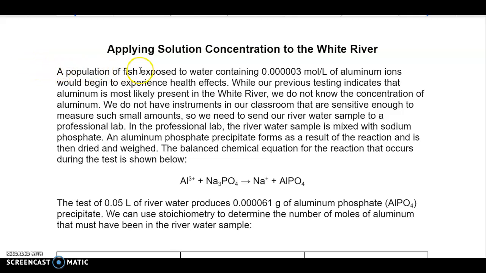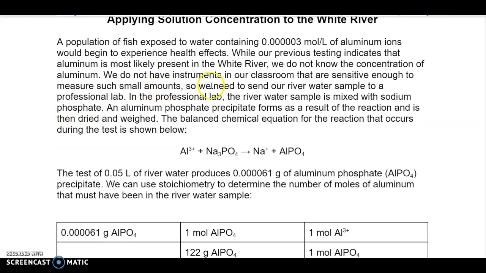So a population of fish exposed to water containing 0.000003 mole per liter of aluminum ions would begin to experience health effects. While our previous testing indicated that aluminum is most likely present in the river, we do not know the concentration of the aluminum. We do not have instruments in our classroom that are sensitive enough to measure such small amounts. So we need to send our river sample to a professional lab.